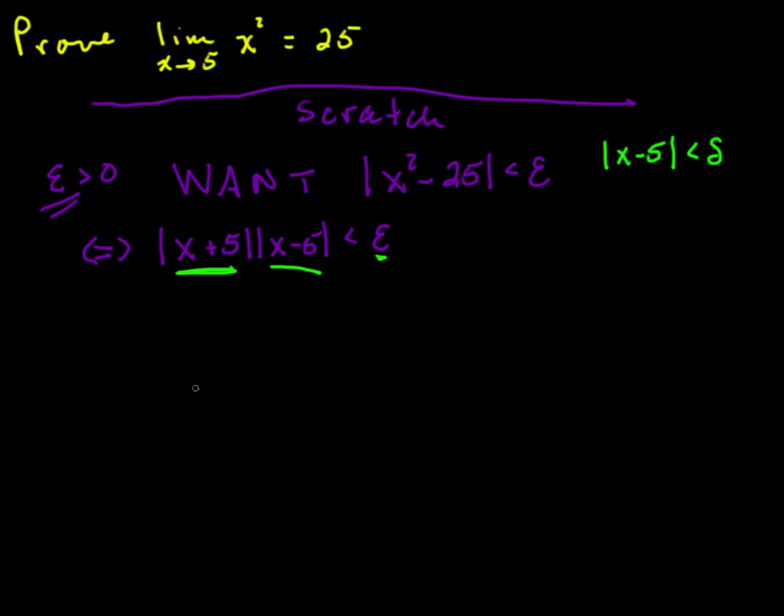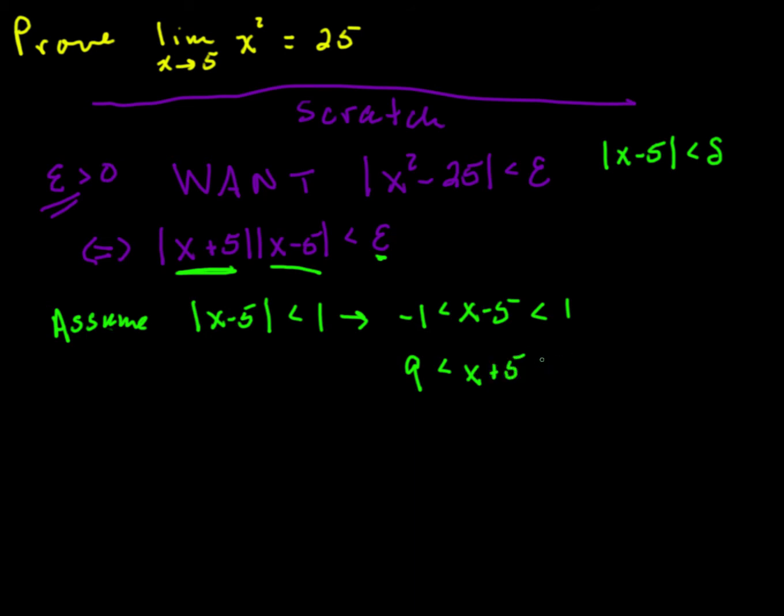We made this kind of assumption. We said, well, let's assume that x minus 5 is less than 1. All right. If that's true, then negative 1 is less than x minus 5 is less than 1. And then if I added 10 all the way across, I would get that 9 is less than x plus 5 is less than 11, which tells me that the absolute value of x plus 5 is less than 11. Right, so that's true, that's true, that's true.